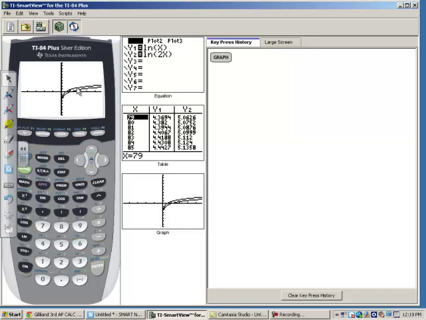Why do these two graphs have the same slope at every single x value? Why does the natural log of x and the natural log of 2x have the exact same slope? Why isn't the natural log of 2x twice as steep?